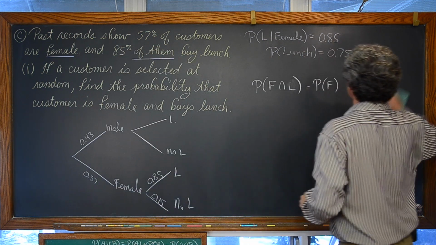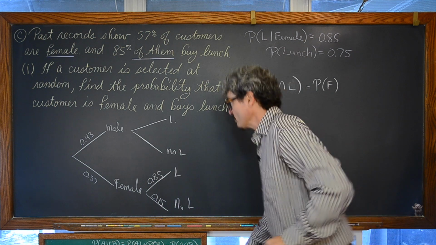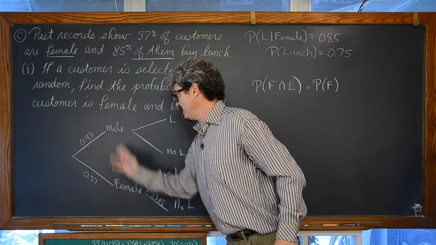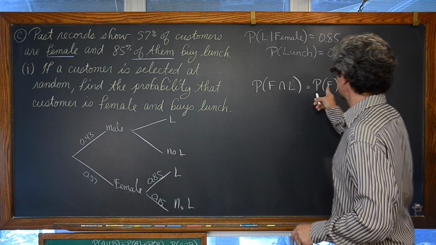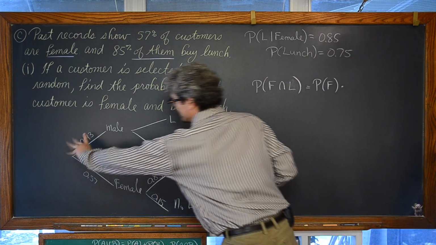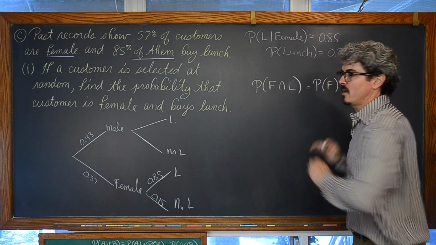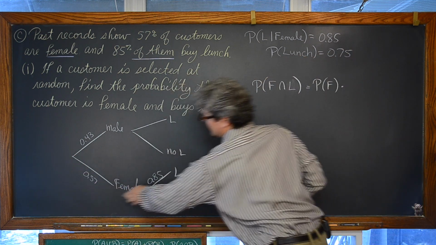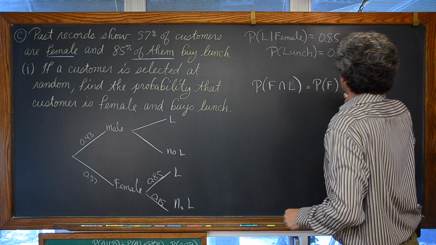What's happening is, first, that customer comes in and they're identified as either male or female. So that first branch happens. And then we multiply along the branches. When you have a tree diagram, I'm writing the formula as well. But once you set up the tree diagram, for female and lunch, you just multiply along those branches.